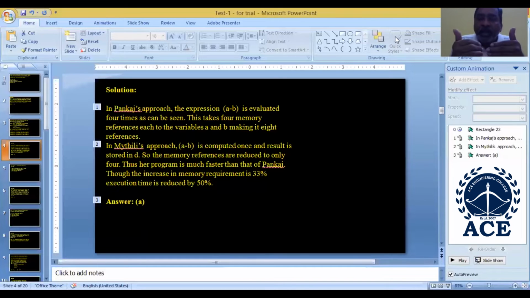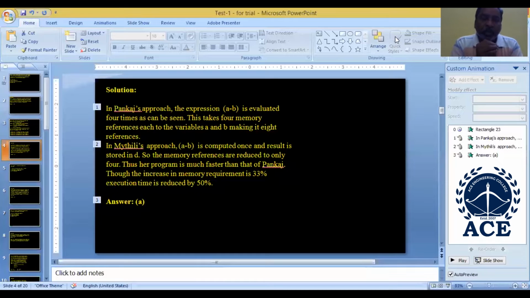So Maithili has written a better program from time consumption point of view, a little bit not so better program from memory point of view. But look at the options. It is about code A versus code B. Clearly, the option should be A, where it tells code A takes more time but less memory compared to code B.